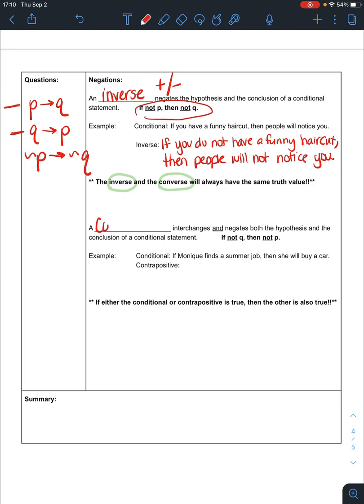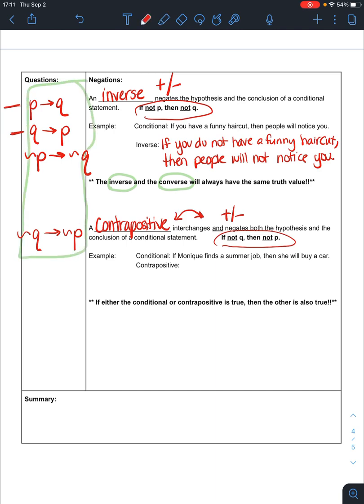Okay, last one, a contrapositive. The contrapositive interchanges, so it does what the converse does, and it negates, so it also does what the inverse does. The converse switches them, the inverse negates them, the contrapositive switches and negates them. If not Q, then not P. Knowing those is very helpful.